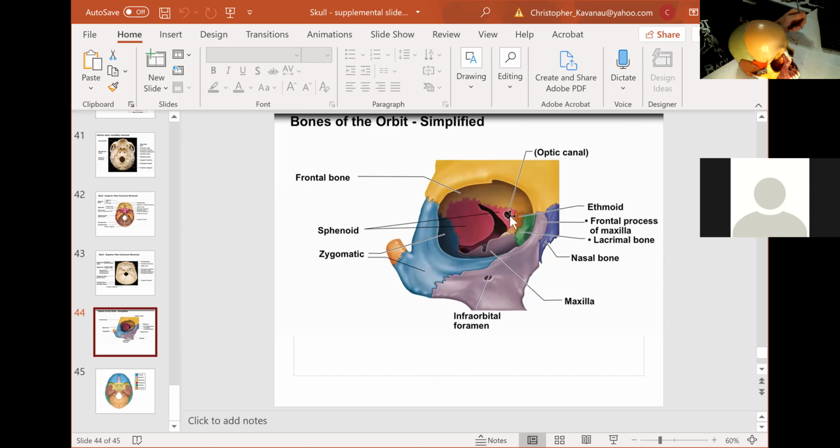So this is where your optic nerve passes through. So that's the nerve that connects your eye to your brain. And it's a very important structure, of course, because we all depend so much on seeing.